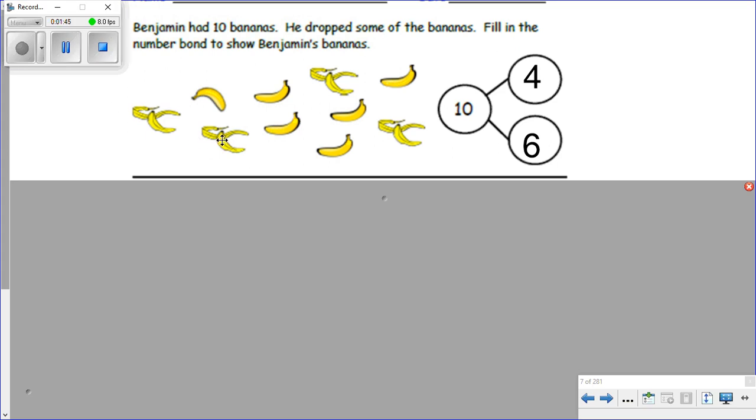And so now we have filled in the whole number bond. The whole amount is 10. 4 bananas dropped and 6 bananas did not drop. Let's take a look at the next one.